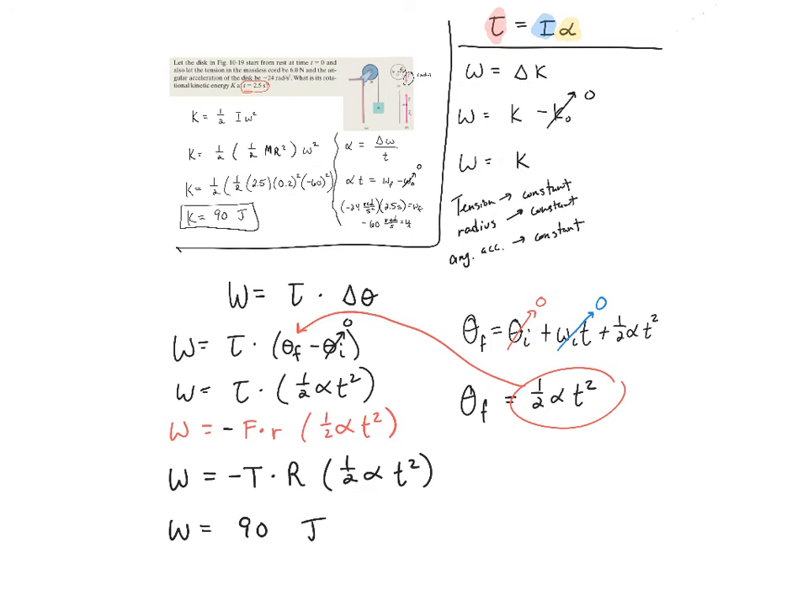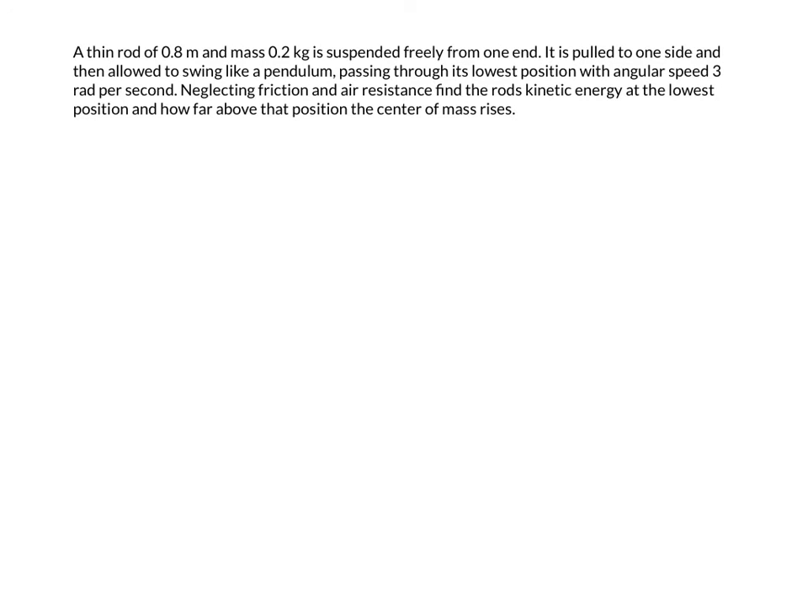Okay, so let's get into another problem. Let's look at the second problem here. There's a good amount of writing here. This is similar to one of the homework problems you guys are going to do. It says a thin rod of 0.8 meters and mass of 0.2 kilograms is suspended freely from one end. So we've got a ceiling here right off the bat, and we've got this rod that's suspended from one end.